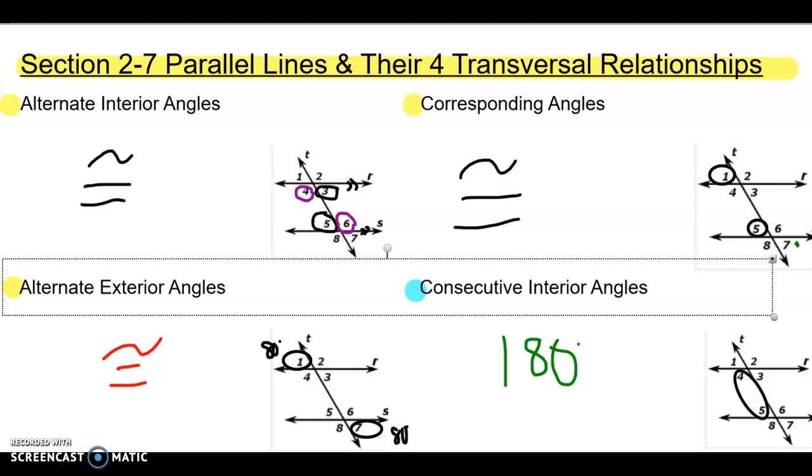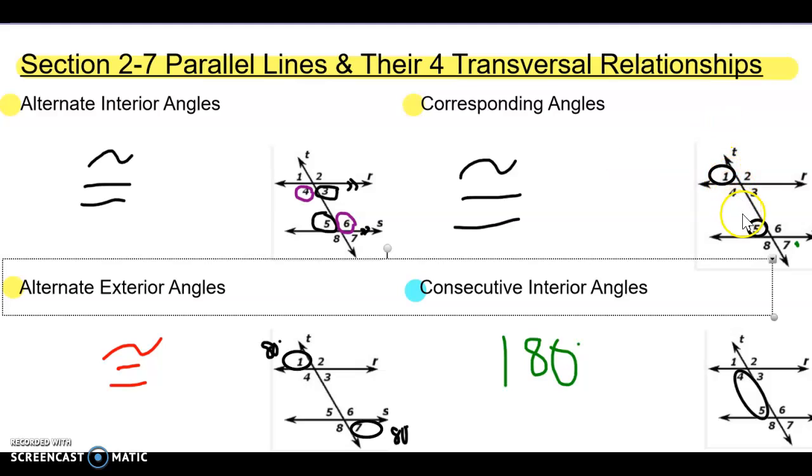So today's lesson, everyone, is going to be about parallel lines and their four transversal relationships. The first transversal relationship is alternate interior, so 4 and 6 and 3 and 5. Then we're going to talk about alternate exterior, which is 1 and 7 and 2 and 8.